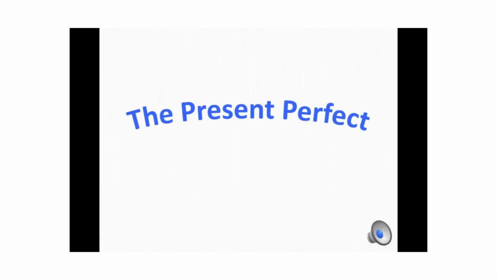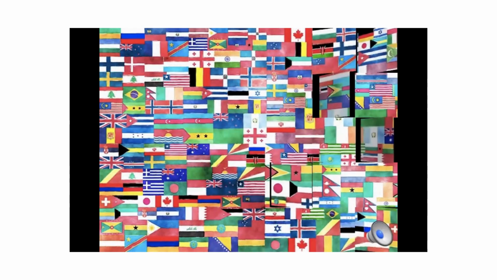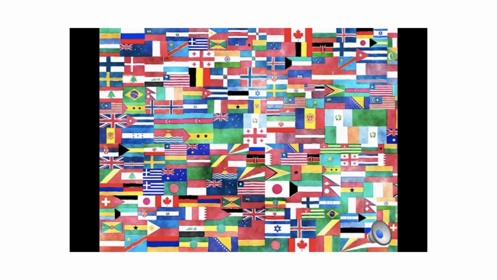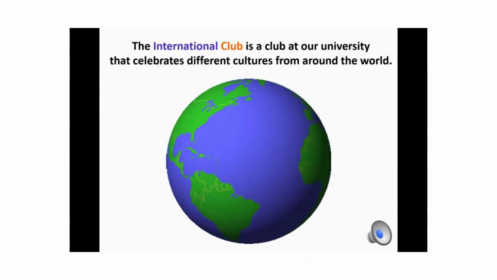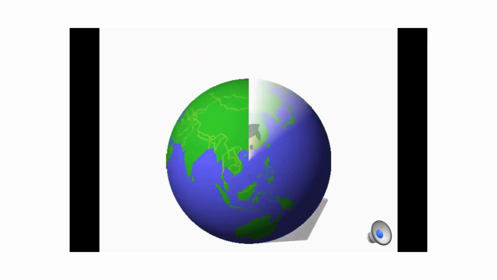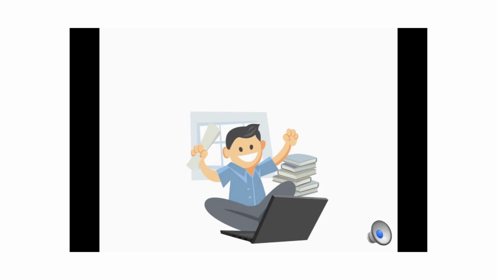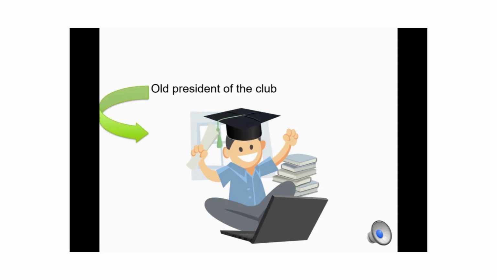The present perfect. An overview. The International Club is a club at our university that celebrates different cultures from around the world. This is Henry. He was the old president of the club, but he just graduated. So we need a new president.